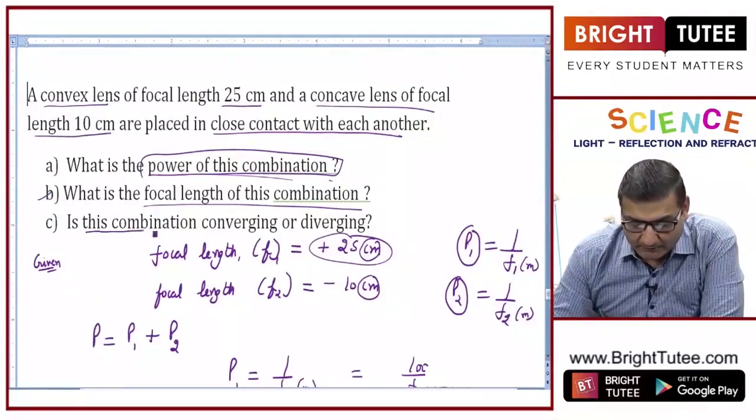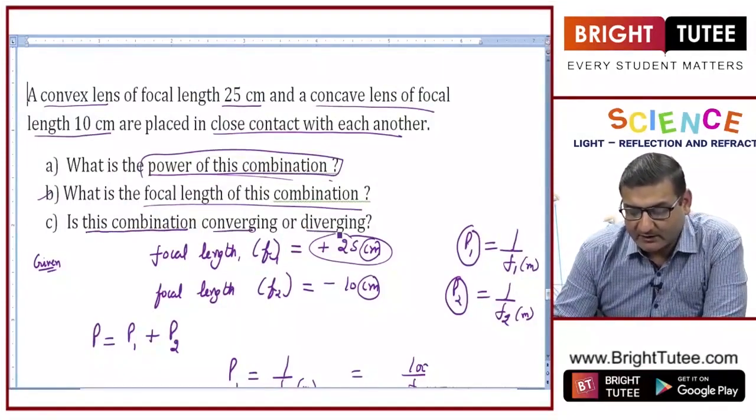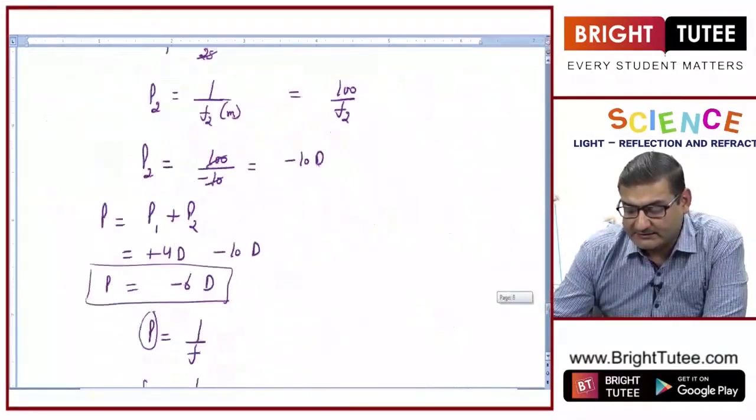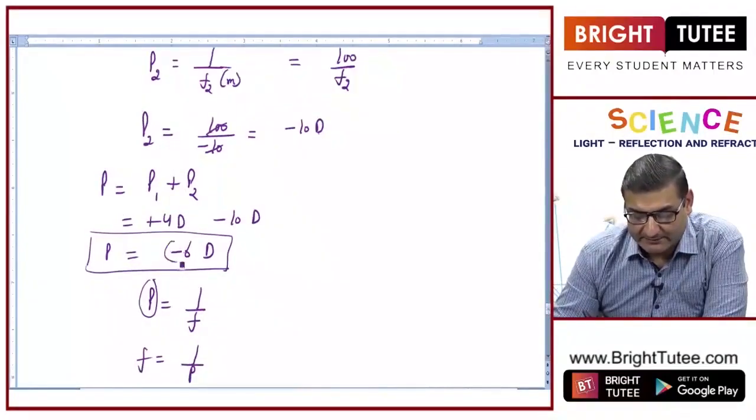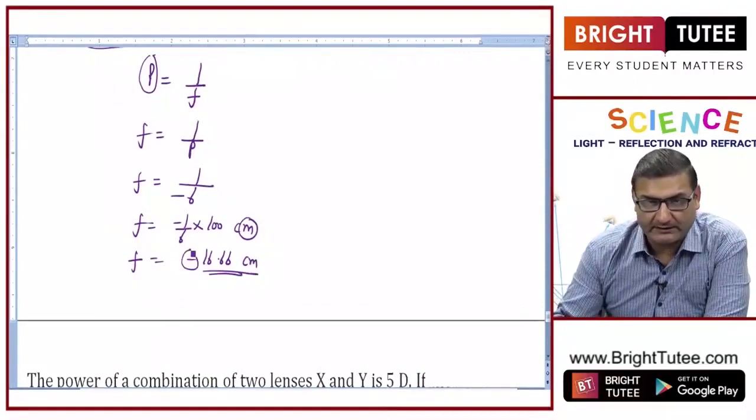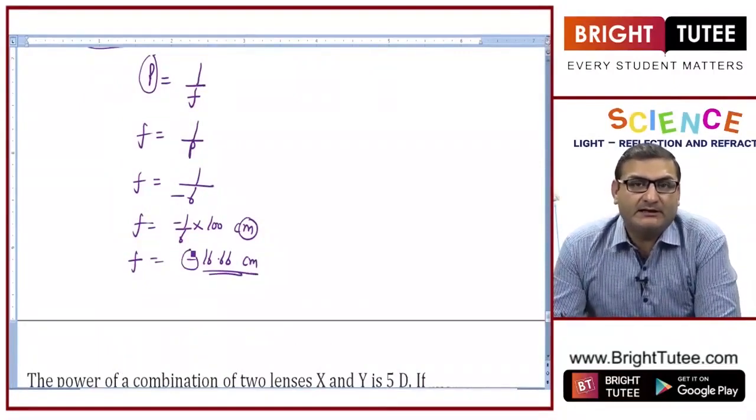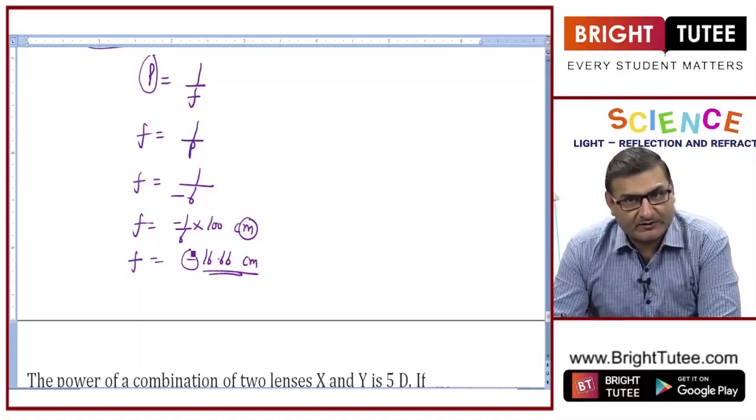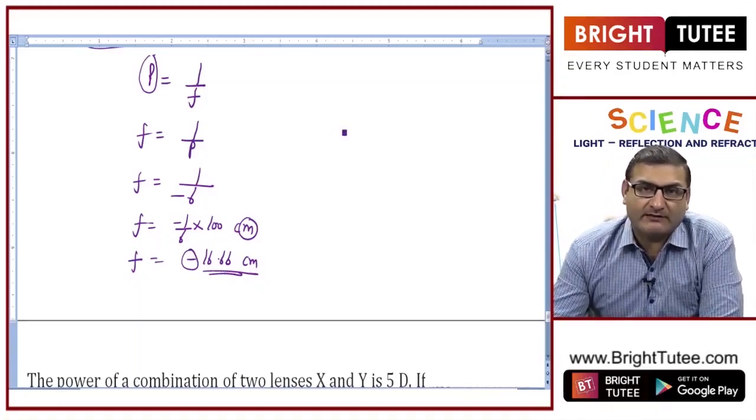Is this combination converging or diverging? Since the power of the combination is in minus, the focal length of the combination, of course, will be in minus. That means it will be a diverging lens. Got it? How it came? Fine. So, this is how we calculate the combination of lenses, total power and total focal length.